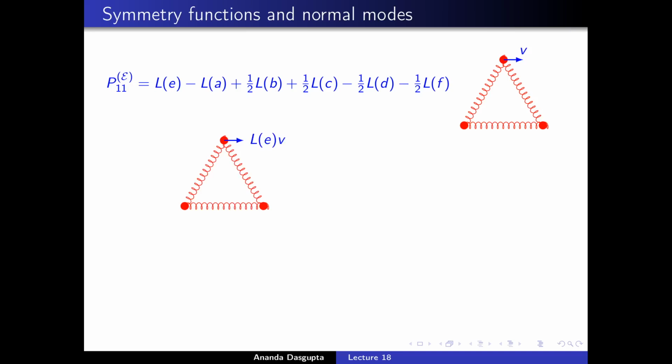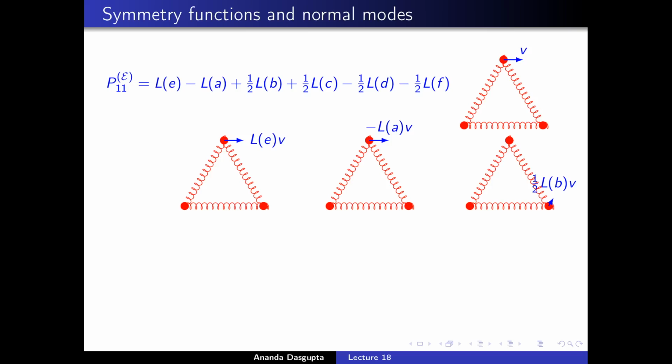Then we get Lev, exactly as the V itself, minus Lav, as we have seen just now, has to be in the same direction as Lev, in fact equal to it. And half LBV, we have already figured out earlier what LBV is. This is just half of that, so it's just half as long. Half LCV, similarly, in this direction. Same direction as LCV, but half as long. Minus half LDV, 120 degree rotated.